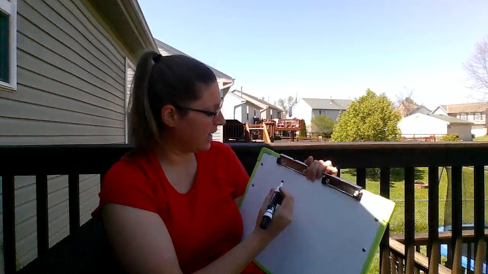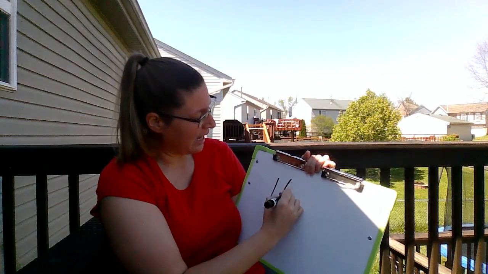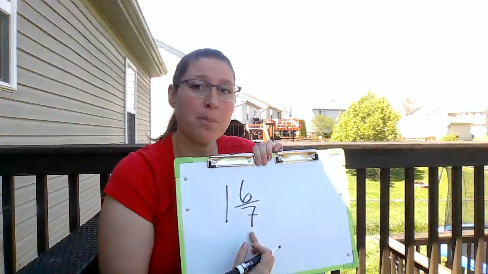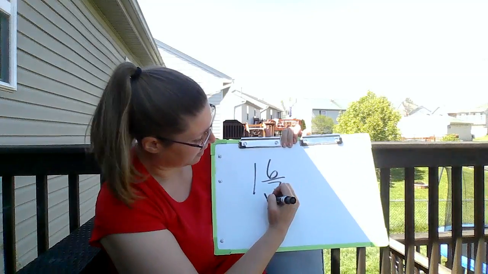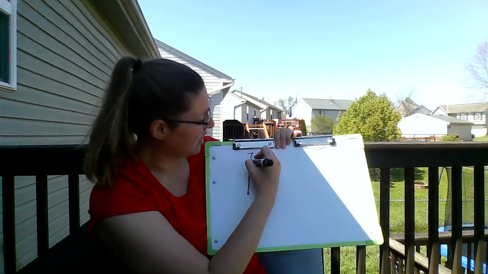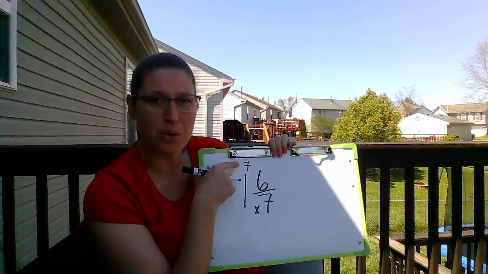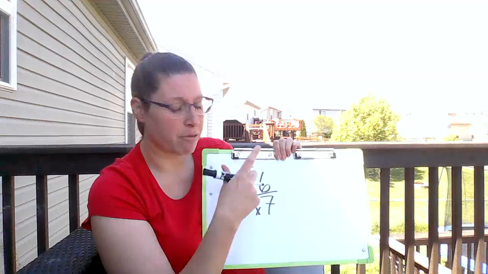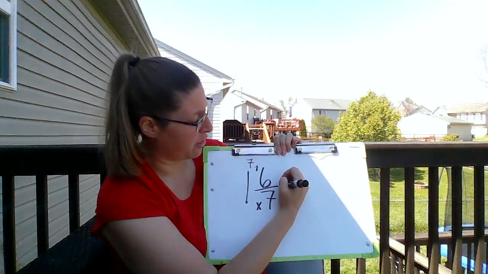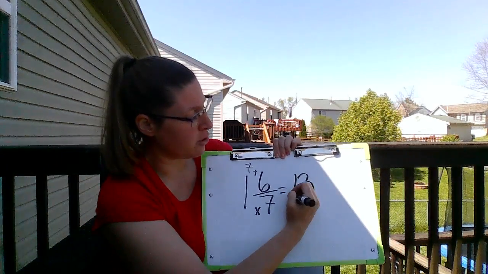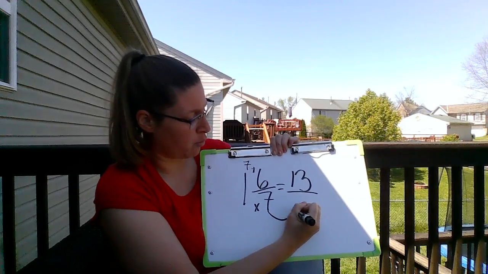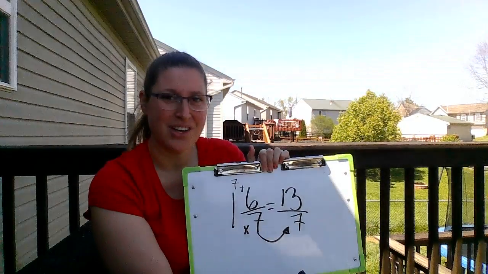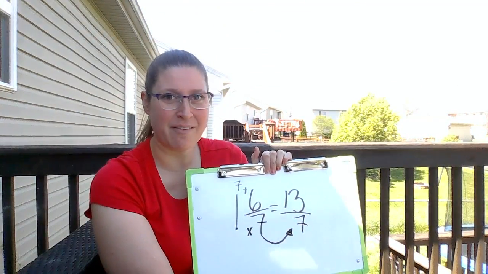Okay, let's say I have 1 and 6/7. I'm going to multiply my denominator by my whole number. 1 times 7 is 7. I'm going to put that number just above my whole number so we don't forget it. Then this is the number I'm going to add with my numerator. 7 plus 6 is going to be 13. That's my new numerator, and I'm going to bring over my 7. My denominator doesn't change. So I have 13 over 7.